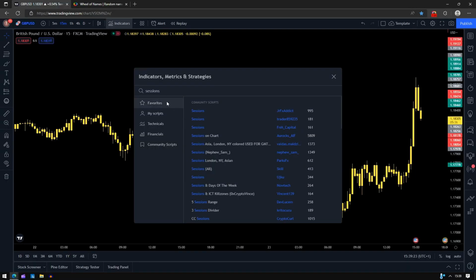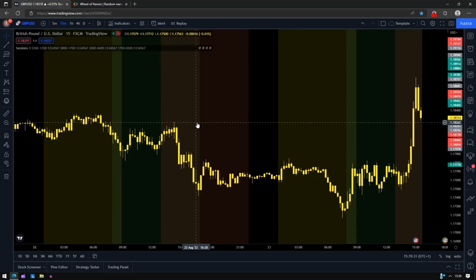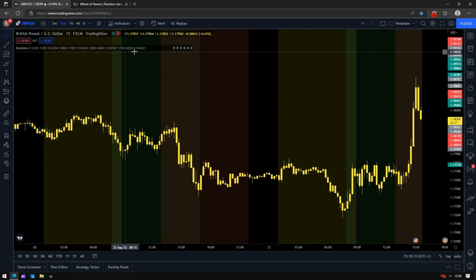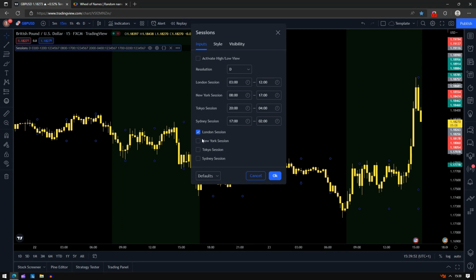So to do that, we're going to type in sessions, and we're going to use this one here, sessions on chart. It does look a bit noisy, but we're going to change it up now. So we only want to use one of these, as we're only looking for one candle per day on the 15-minute chart. So it doesn't really matter which ones you get rid of. I'm going to get rid of Tokyo and New York and just keep London.